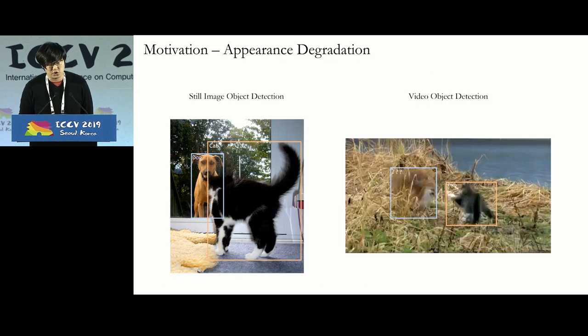Video object detection is different from still image object detection in that a single frame of video may not contain enough information for us to fully recognize the object of interest. As demonstrated by the image on the right, we can see that there are two animals fighting, but we could not determine what animals they are due to the visual appearance degradation caused by the motion blur.